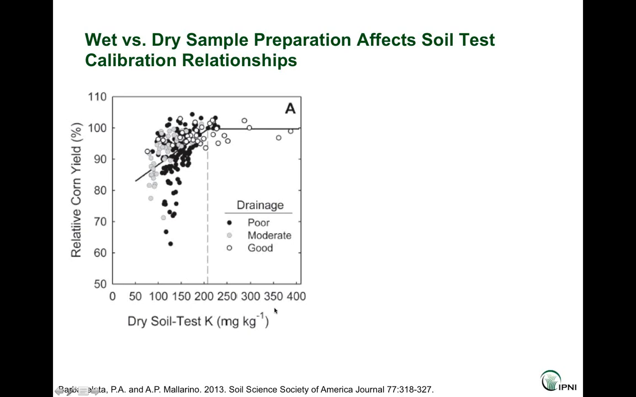The importance of this is that it shows us what the yield loss potentially is at lower soil test levels, and what the probability of response to fertilizer may be. Here we're looking at relative yield, which is just the ratio of unfertilized soil to fertilized soil.